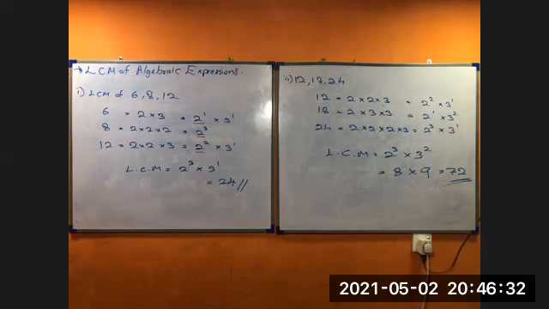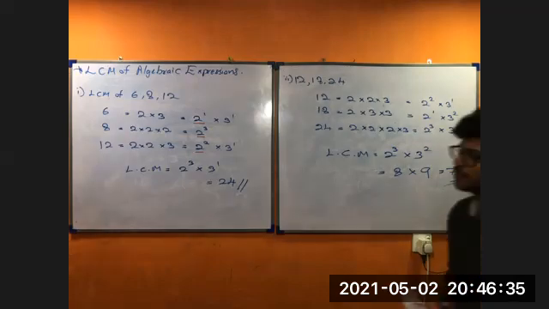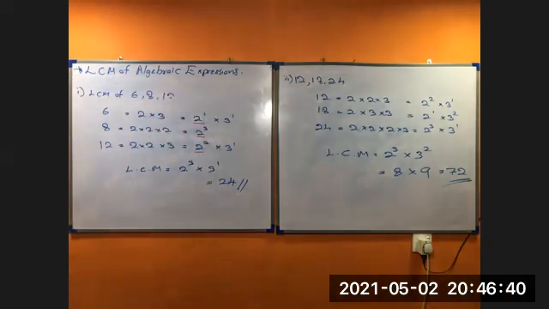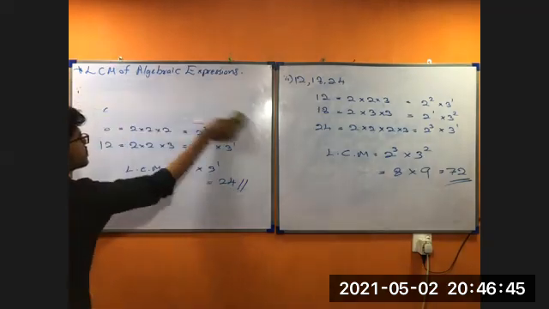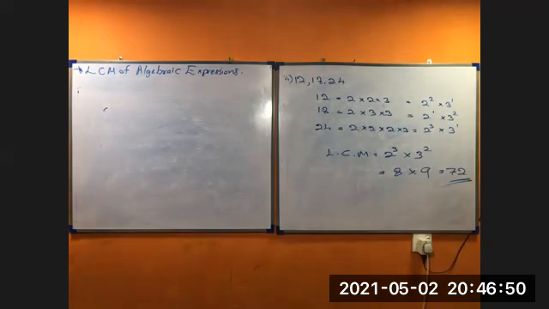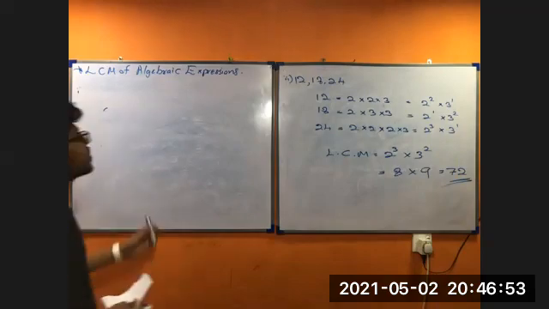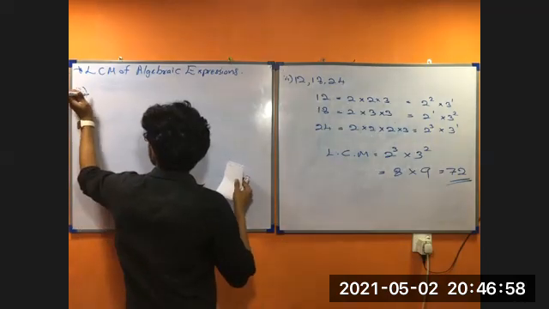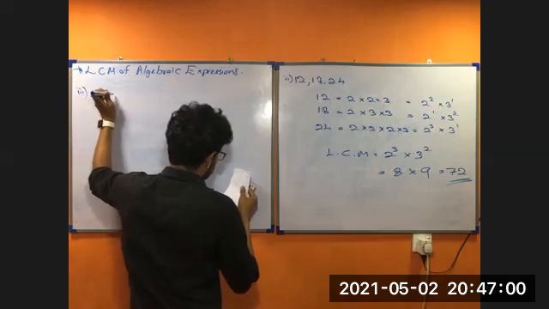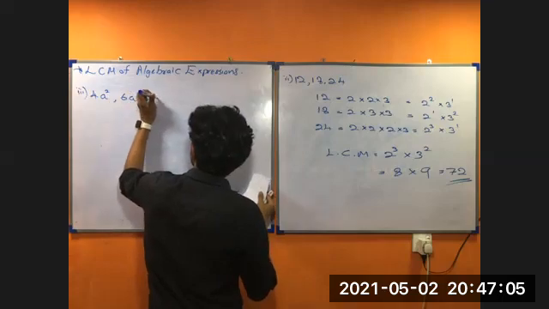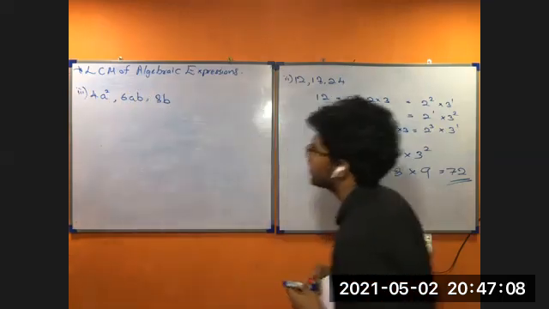So let's now see how you find the LCM of an algebraic expression. You better write it down for the numbers also. Okay, so number 3 is going to be 4a squared, 6ab, and 8b.